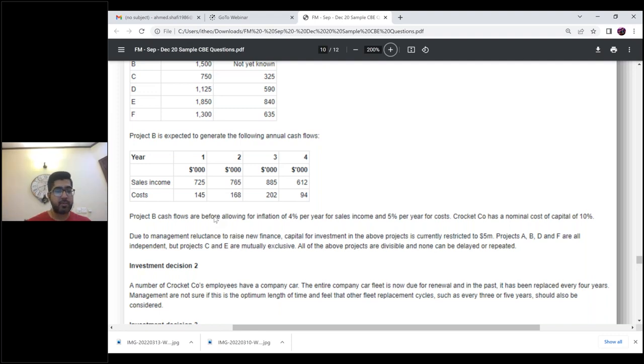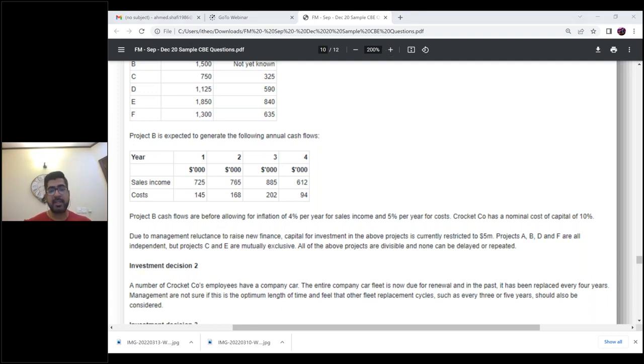Project B's cash flows are before allowing for inflation of 4% per year for sales income and 5% per year for costs. So as far as this particular question is concerned, it's significant that Project B's cash flows are before taking account of inflation, 4% per year for sales and 5% per year for cost. We have to inflate them. Let's inflate the sales because it's 4% per year for the sales.